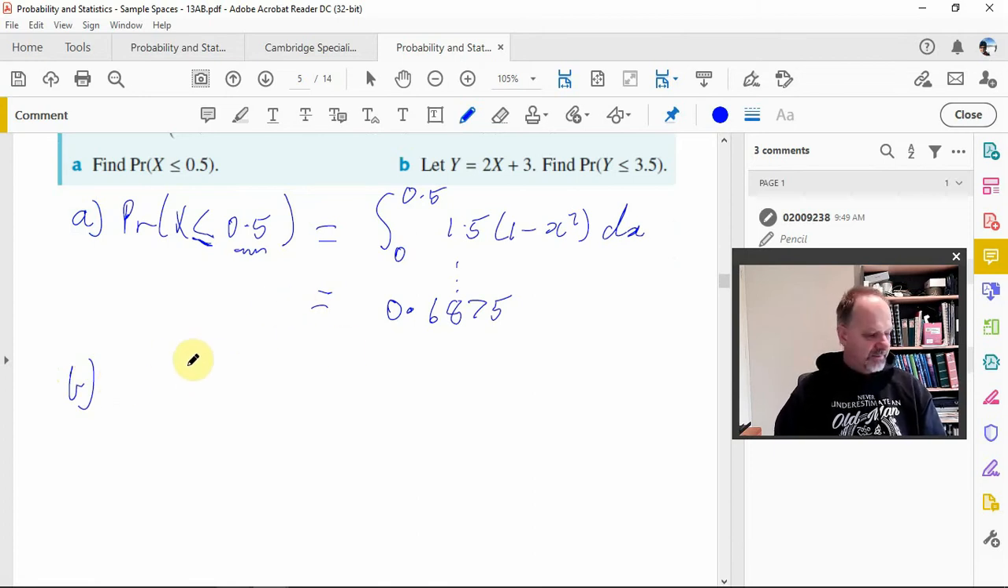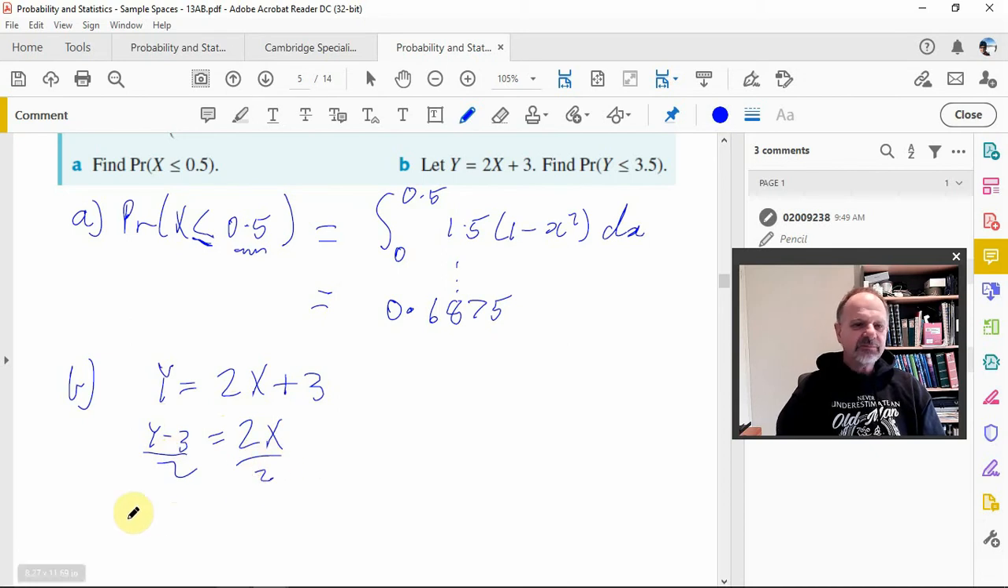All right, so we've got y is equal to 2x plus 3. And we want to find the probability of y, so we're going to have to relate that back to x. So if I rearrange this, y minus 3 is 2 lots of x. Divide by 2 both sides. And then we get that x would be equal to (y minus 3) over 2.